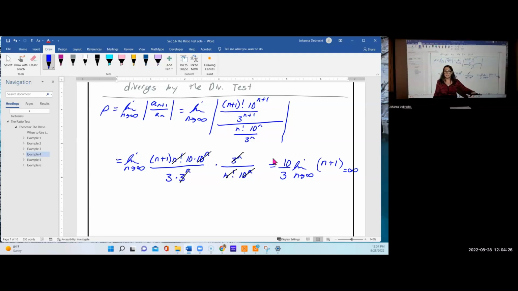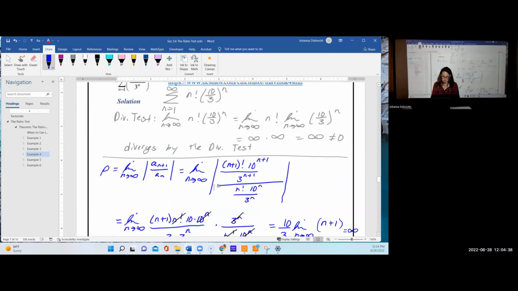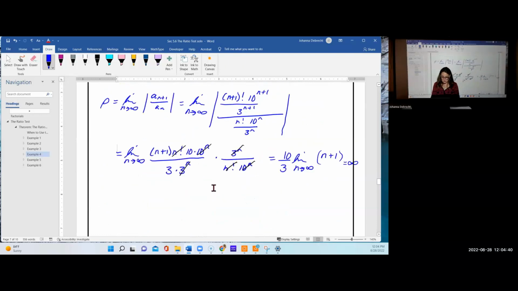So even if you forget to do the divergence test first, you're going to get the same result with the ratio test. So if you find the ratio test easier than applying the divergence test, depending on what the summand is, you're still going to catch that it diverges.